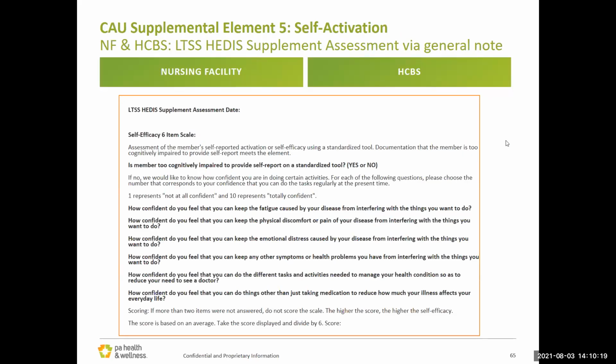All right, so for HCBS and nursing facility, we are going to be inputting this information into a general note. For the nursing facility side of things, there are a few items you're going to see today that this is the first time we're talking about them. So don't worry, you will be receiving a QRG that summarizes these new items for you as well. So you'll have this PowerPoint to refer to as well as that QRG. So again, for this element, we will be documenting using the self-efficacy 6-item scale within a general note in TrueCare.